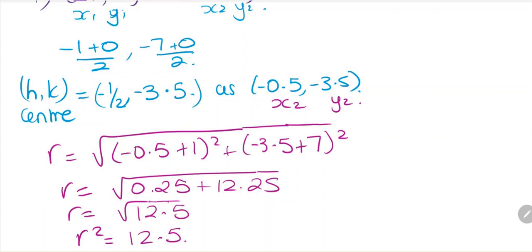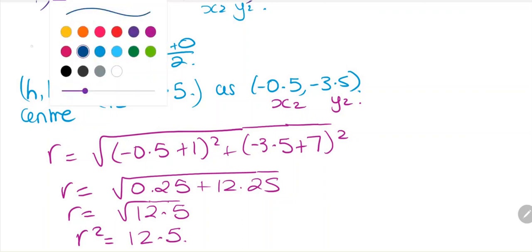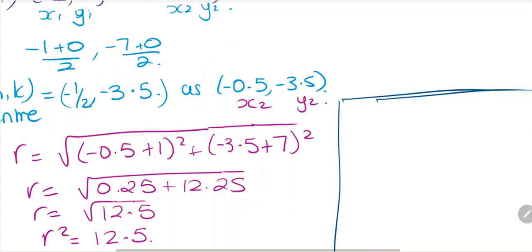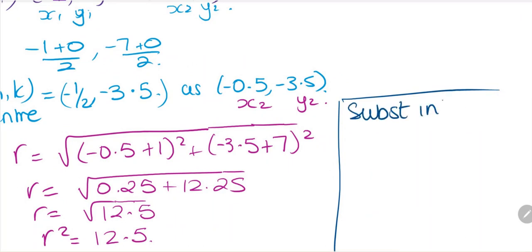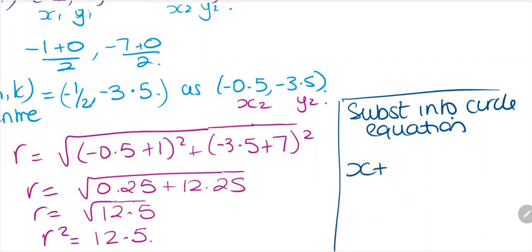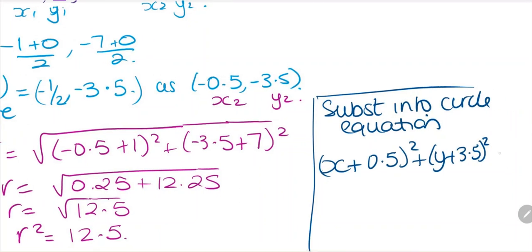So now we just need to substitute this into our equation. So substitute into circle equation, and we'll have (x plus 0.5) squared plus (y plus 3.5) squared is equal to 12.5.